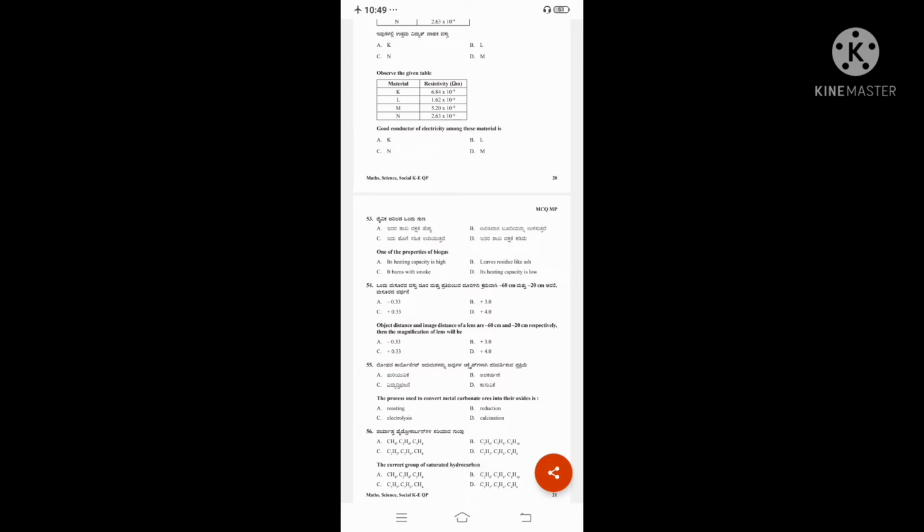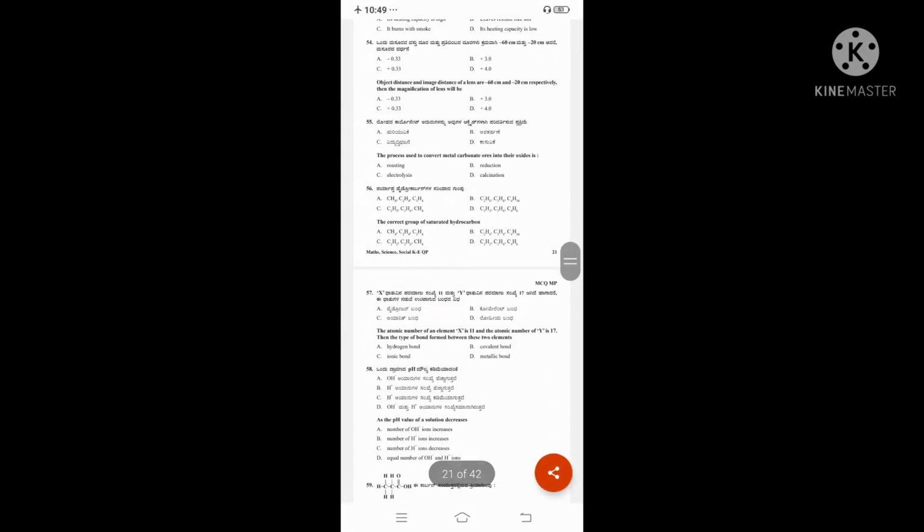This is all about resistivity and conductivity being inversely proportional to each other. If resistivity is less, conductivity will be more. So option A is correct, that is 1.6 into 10 to the power of minus 8 ohm meter. Because if resistivity is less, then there will be good conductivity, that is, good conductors of heat and electricity.